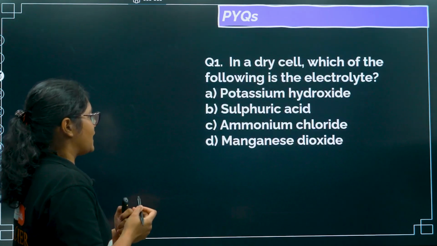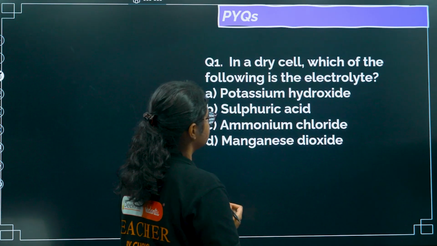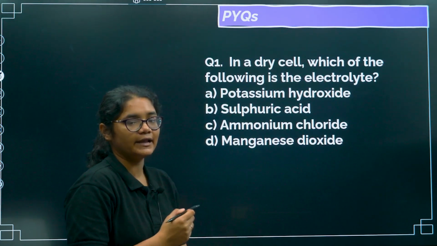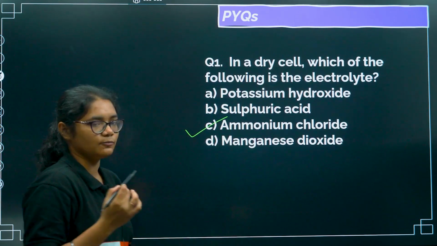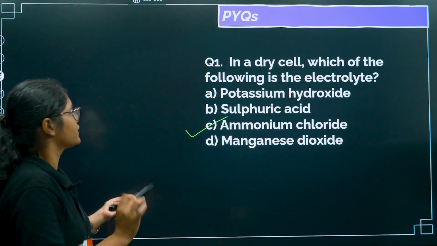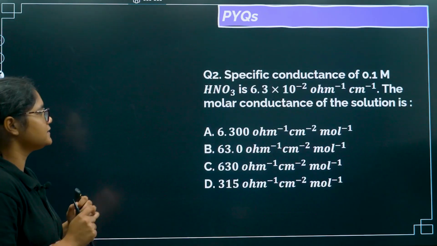Now let us practice today's questions. In a dry cell, which of the following is the electrolyte? For this the answer is option number C, that is ammonium chloride. So I'll exclude this question. Let us see the question here.